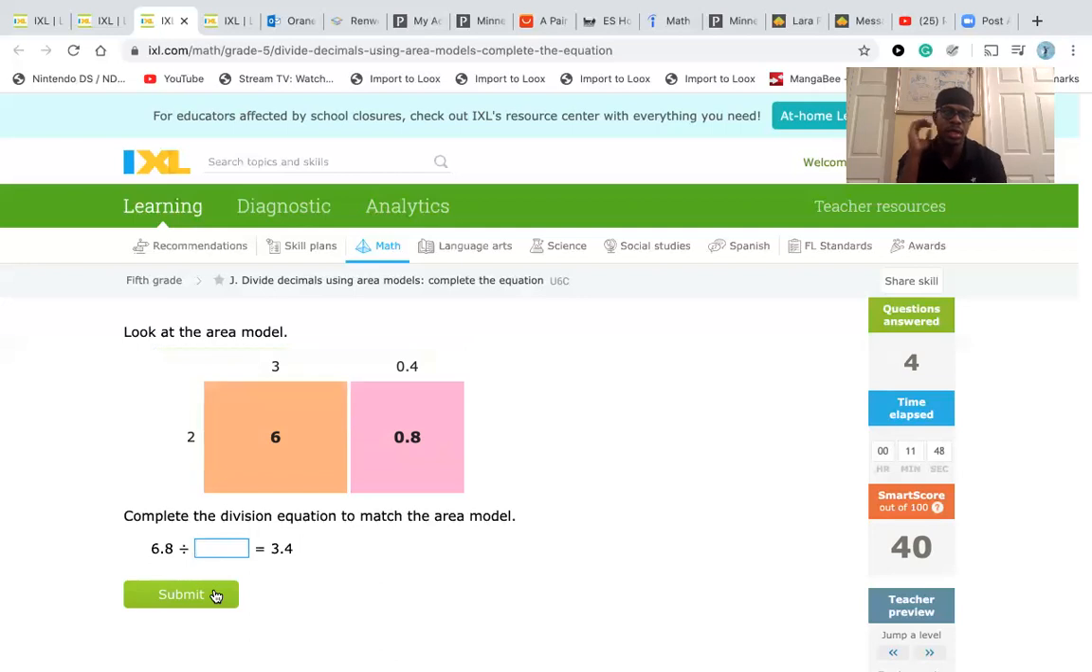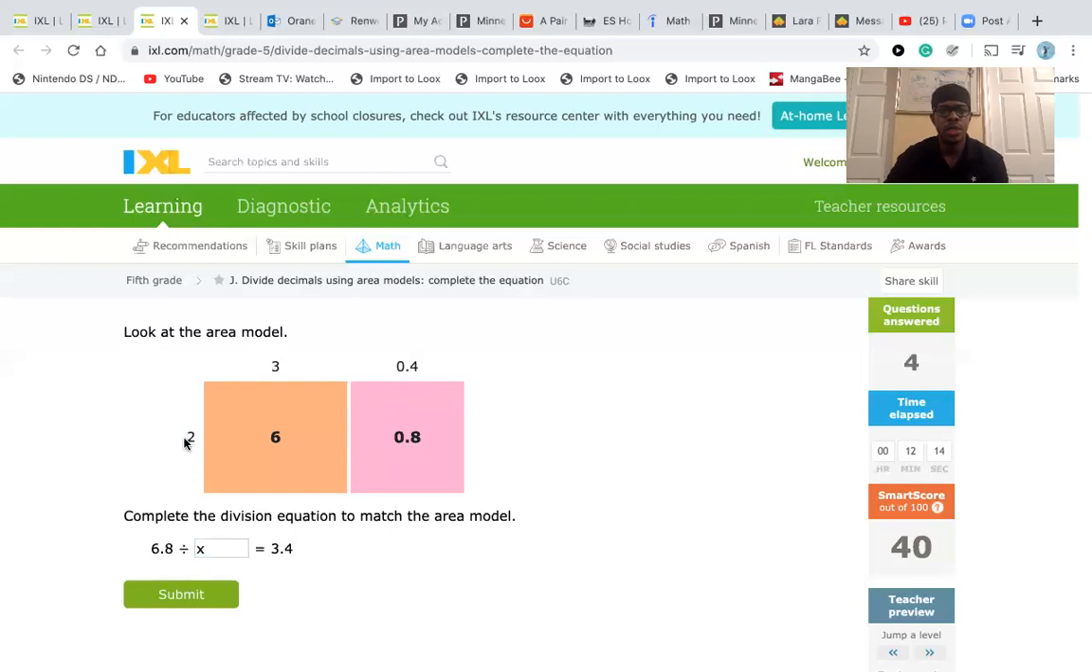6.8 divided by something is going to give you 3.4. I want you guys to look at this and tell me what you think the answer should be. 6.8 divided by something, or x, is equal to 3.4. So the inverse of that is 3.4 times x, or something, is equal to 6.8. You guys have any idea what the answer should be?